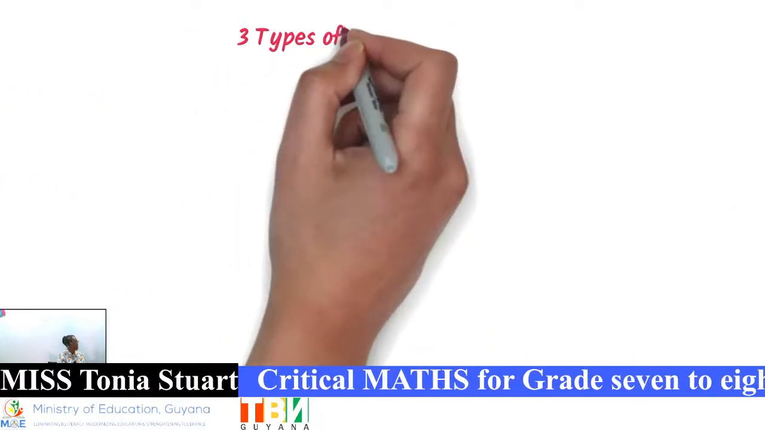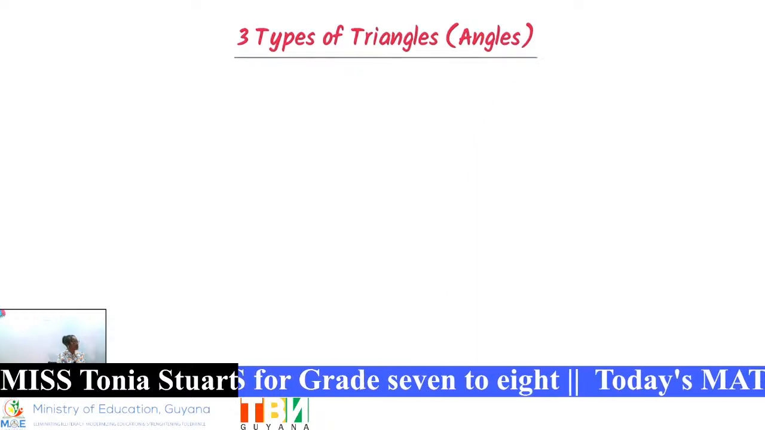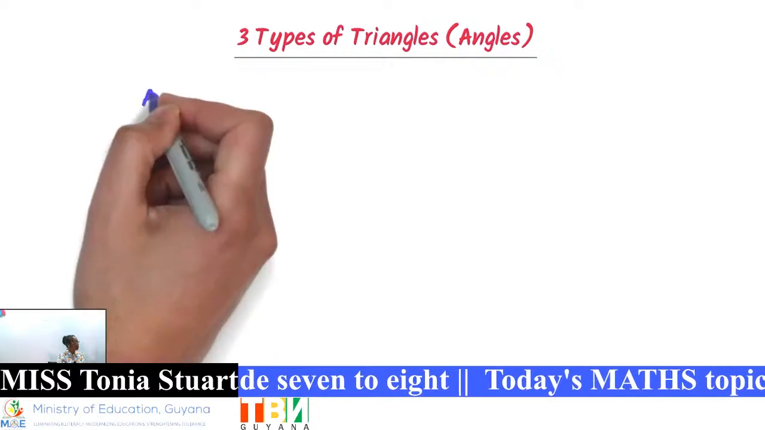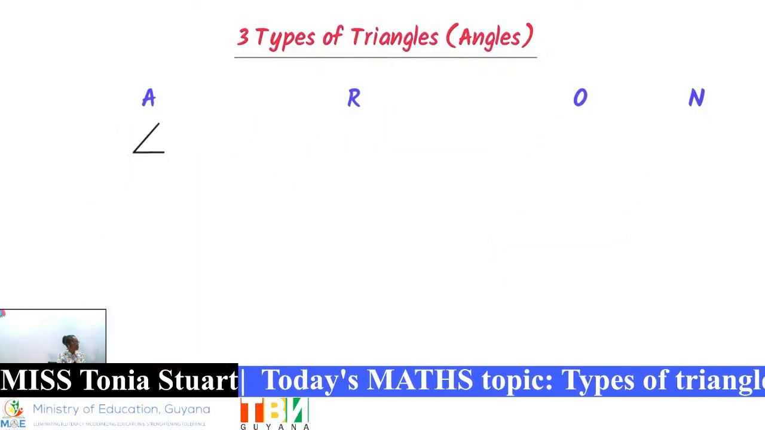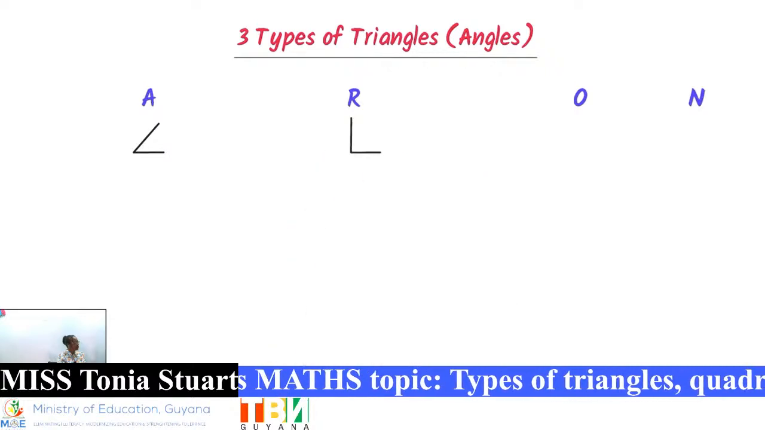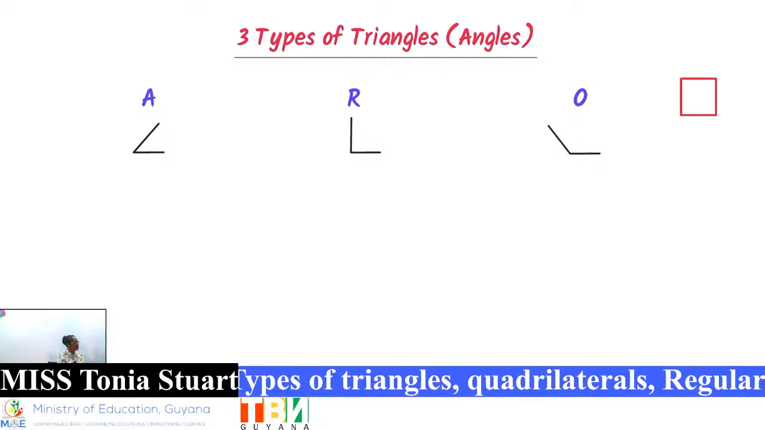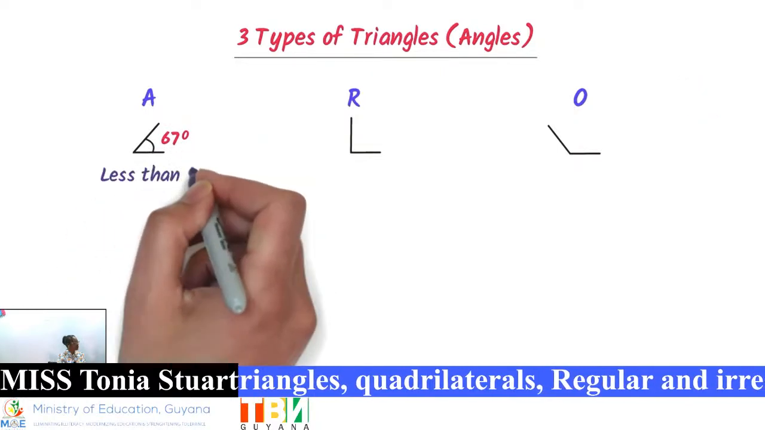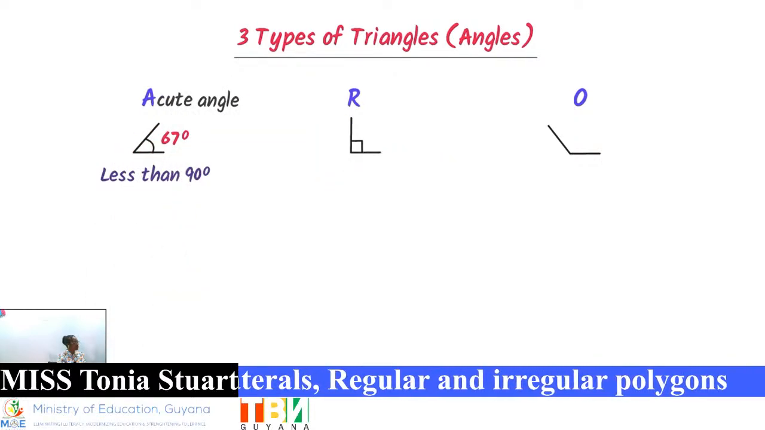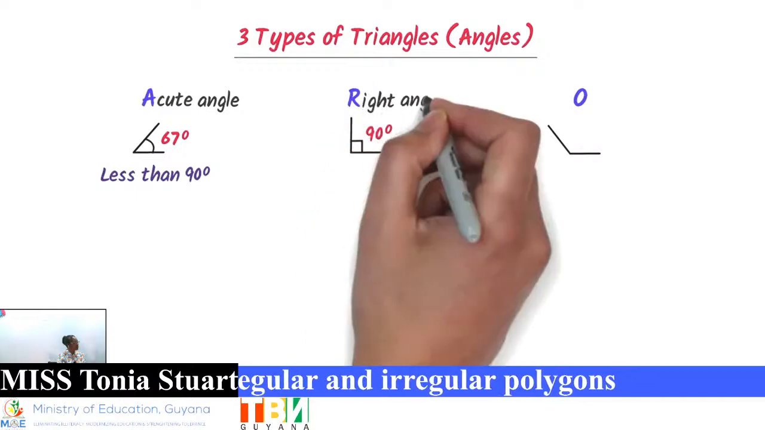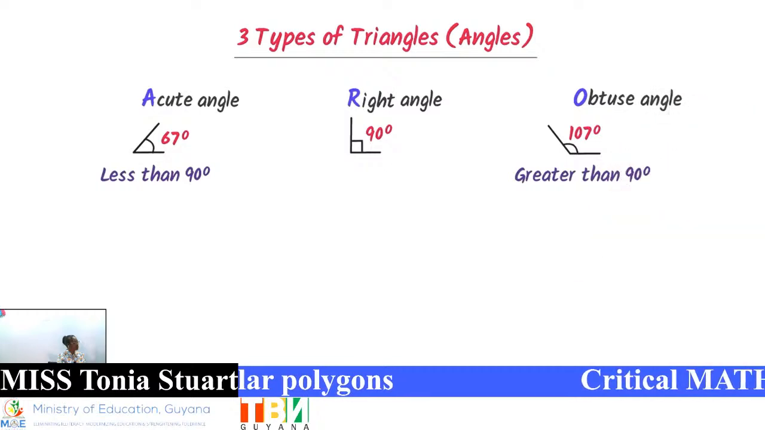Finally, let me teach you the three types of triangles on the basis of angles. Well, I teach my personal trick. I always write A-R-O-N, Arun. Now below A, I draw this angle. Below R, I draw this angle. Below O, I draw this angle. And I do not draw anything below N. Now this angle is less than 90 degree, so A stands for acute angle. This angle is equal to 90 degree, so R stands for right angle. And this angle is greater than 90 degree, so O stands for obtuse angle.